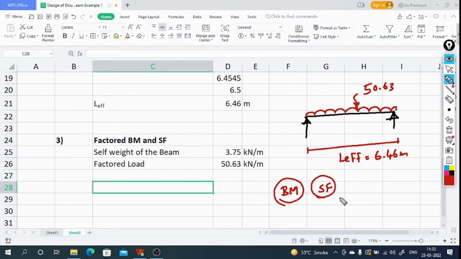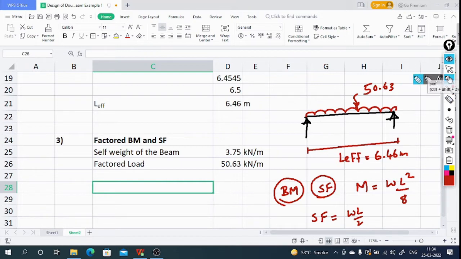In the same way, the shear will be called the factored shear force. Now you see, we have to find the maximum bending moment and maximum shear force for this arrangement. We know the formula of maximum bending moment, that is WL square by 8. L is the effective span of the beam, W is this 50.63 kilonewton per meter. Shear force is WL by 2, which is at the end. We know for a simply supported beam, the end of the beam will have maximum shear force.